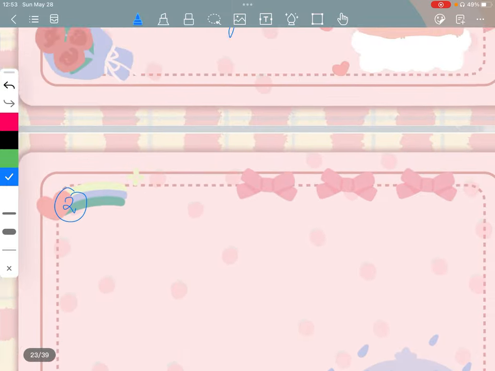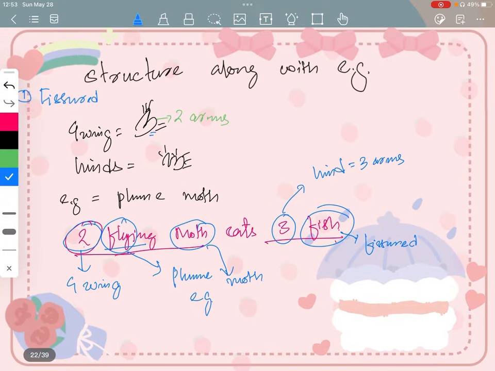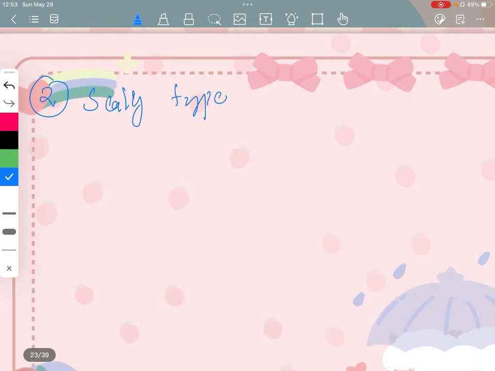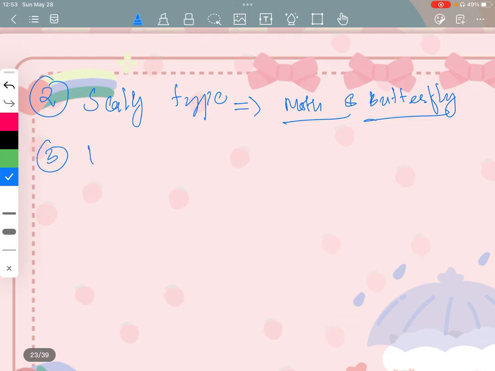Second type we have got scaly types of wings. Scaly types we can easily remember, we can easily identify moth and butterfly. When you see moth and butterfly, try to catch it, it's available all around. So you can just say moth and butterfly have scaly types. I didn't make any trick for it. Let's move on to the third, which is halteres type.